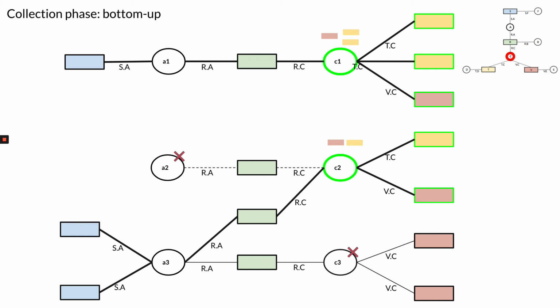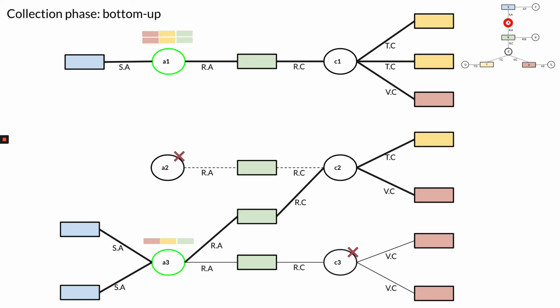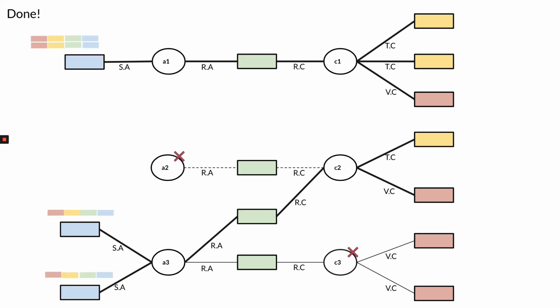Attribute vertices combine the received tuples to construct intermediate results and propagate them further as messages. Tuple vertices append their values to the received intermediate result and send it further along the marked edges. And we're done. The result is distributed among blue vertices, which can stream the output to a centralized location.